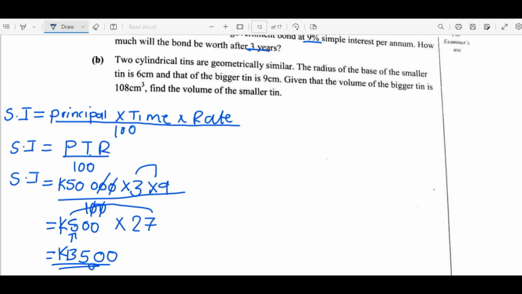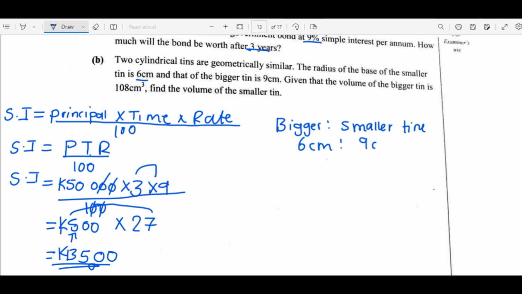Then we move on to question B. 2 cylindrical tins are geometrically similar. The radius of the base of the smaller tin is 6 centimeters and that of the bigger tin is 9 centimeters. Given that the volume of the bigger tin is 108 centimeter cubed, find the volume of the smaller tin. So we'll say bigger tin, then smaller tin. Okay, the radius of the smaller tin is 6 centimeters.